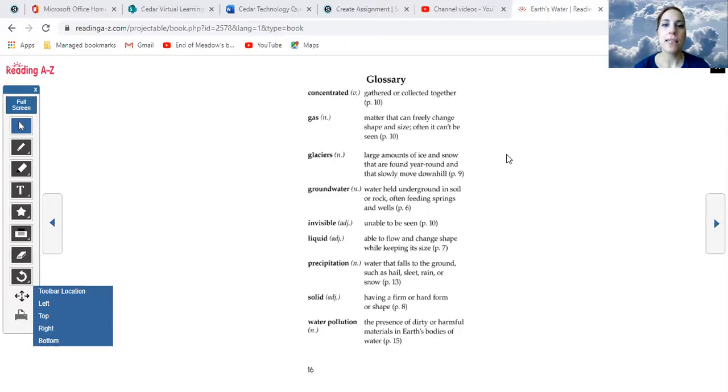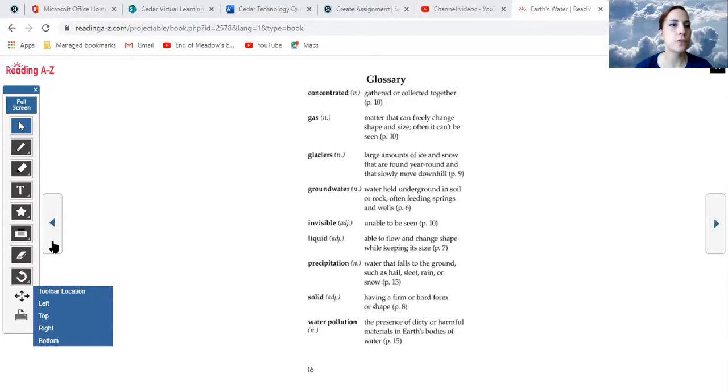You can't see it. Liquid, able to flow and change shape while keeping its size, so it stays the same size. Precipitation, water that falls to the ground, such as hail, sleet, rain, or snow. A solid, having a firm or hard form or shape. That means it doesn't change shape. Like if I give you my mouse, it's going to be the same shape, whether at my house or at your house. And then water pollution, the presence of dirty or harmful materials in Earth's bodies of water.